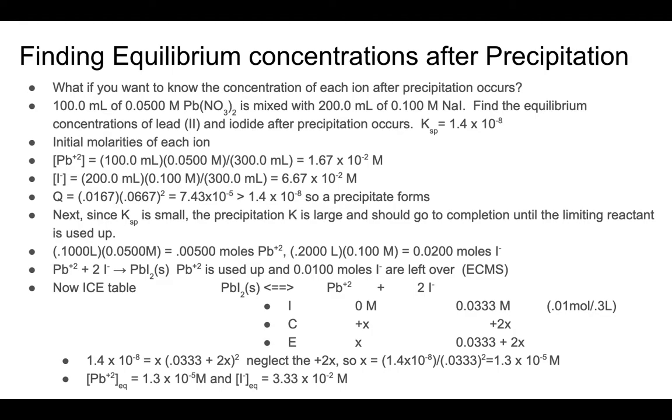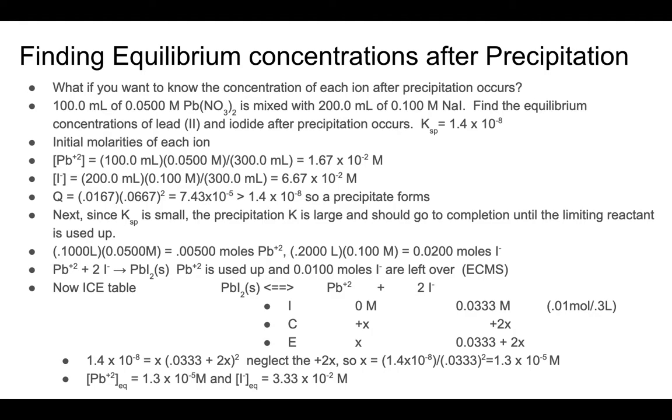Of course, we know it's not the nitrate and we know it's not the sodium. It's going to be the lead-2 iodide that's going to precipitate. So lead-2 iodide has a KSP of 1.4 times 10 minus 8. What we want to know is what is the molarity of lead plus 2 and I minus 1 after the precipitation occurs. So we're going to start by finding the initial molarities of each ion.